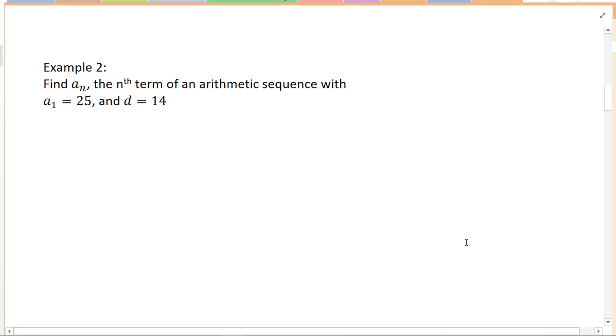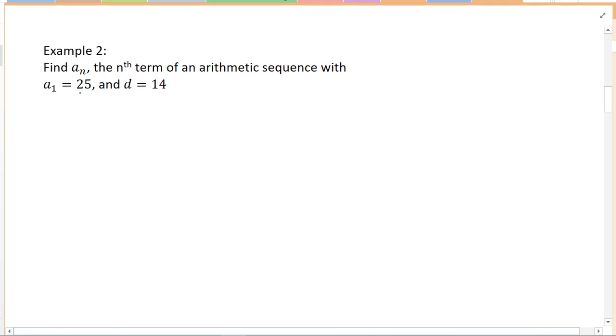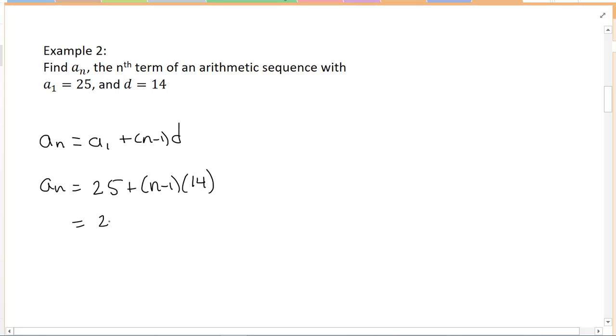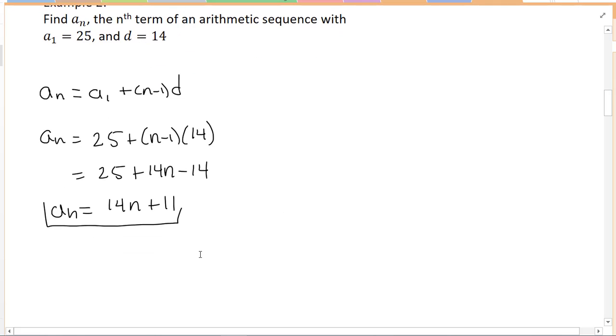Example 2. Find A sub n, the nth term of an arithmetic sequence with A sub 1 is 25 and D is equal to 14. I know A sub n is A1 plus n minus 1 times the common difference. So that's the formula. In this case, I'm given A sub 1 is 25, so it's going to be 25 plus n minus 1 times D, and D is 14. Simplify this, so it's going to be 25 plus 14n minus 14. Then just combine like terms. This is going to be 14n plus 11. So that will be your A sub n. When you're given the first term and the difference, it's not as bad.